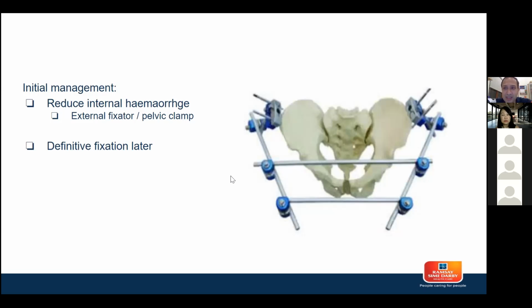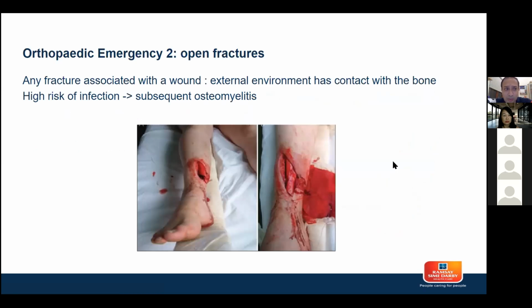Okay, so pelvic fractures are a bit of an urgent thing to address, especially if they are the more complex, and how do you say, unstable type. Another emergency in orthopedics is open fractures. So open fractures just means any fracture that's associated with a wound. So there's actually contact between the external environment and the bone. And this leads to a high risk of infection and eventually osteomyelitis of the bone.